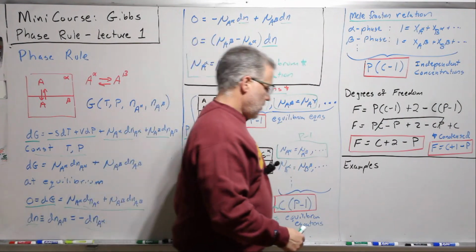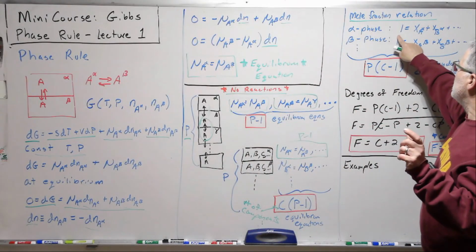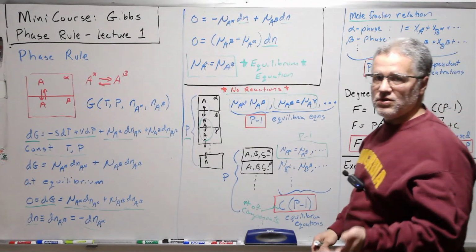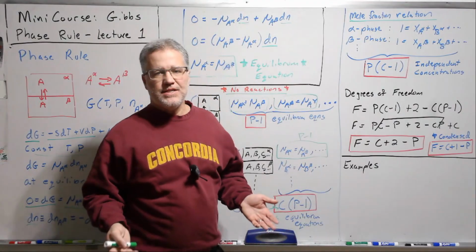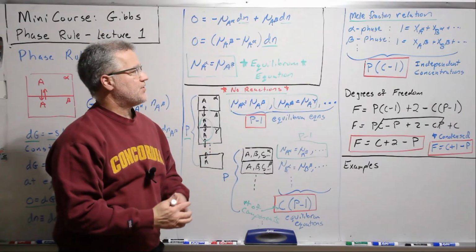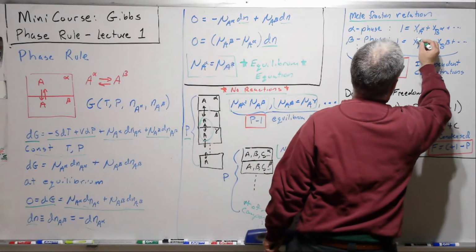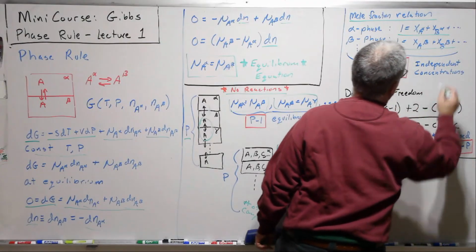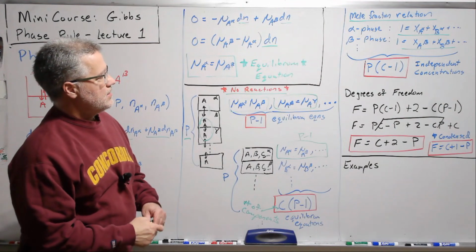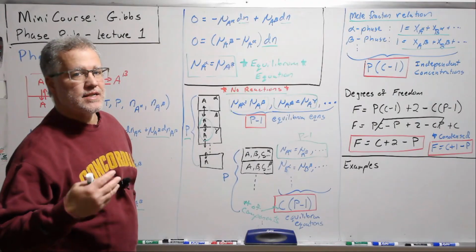The total sum of all the different mole fractions has to equal 1. So it's basically a probability problem, and you're asking, what's my chance of getting any molecule? Well, that's going to be 1. And so this provides a relation between the number of components and how many independent concentrations we have.